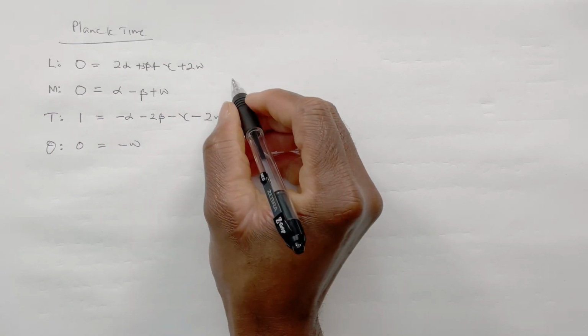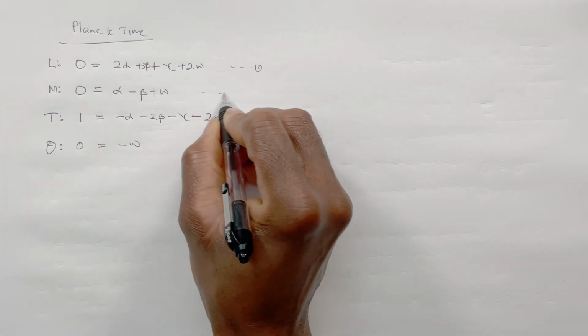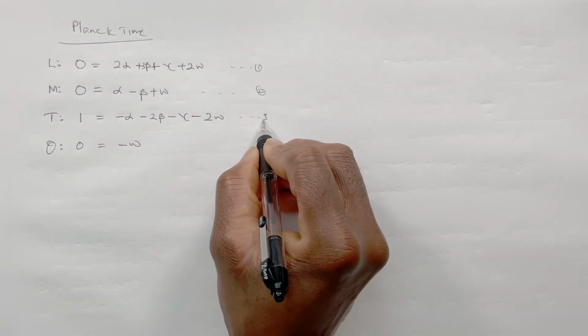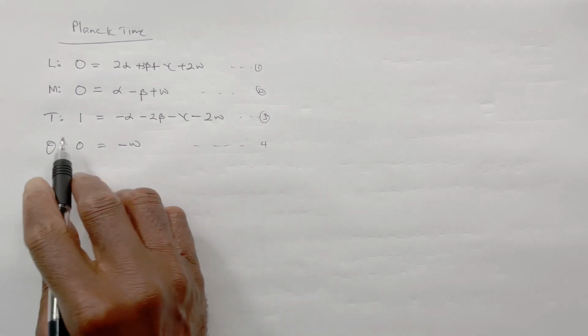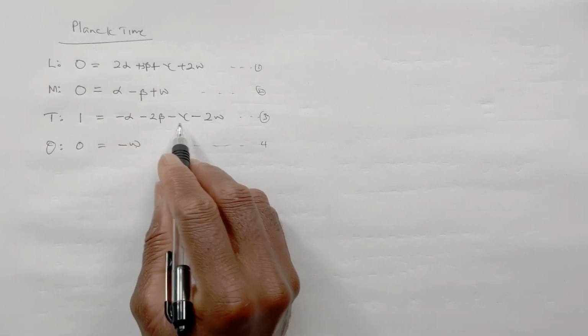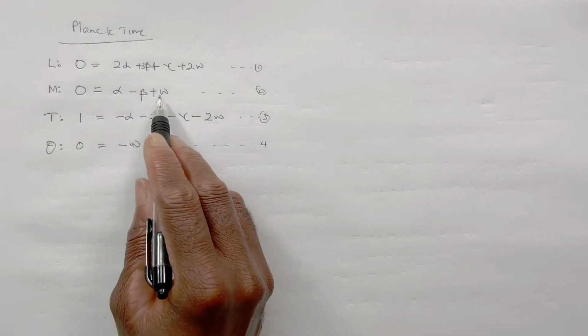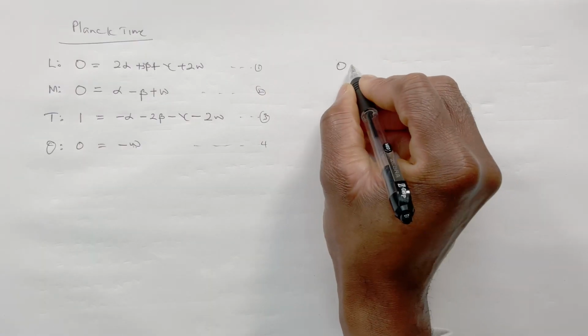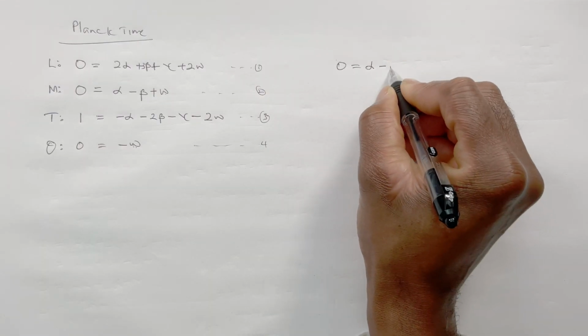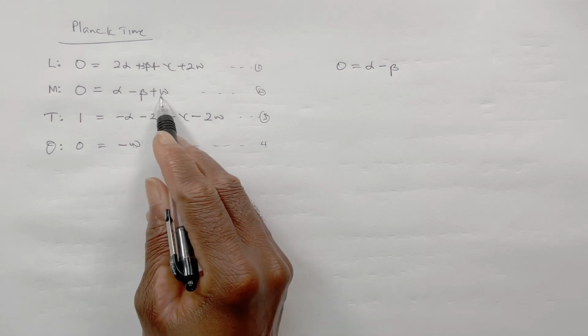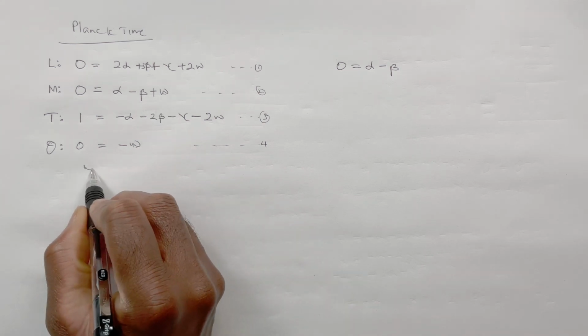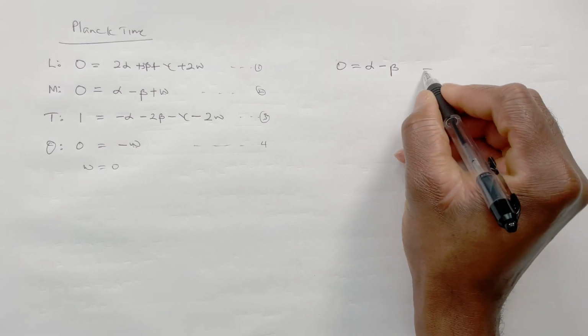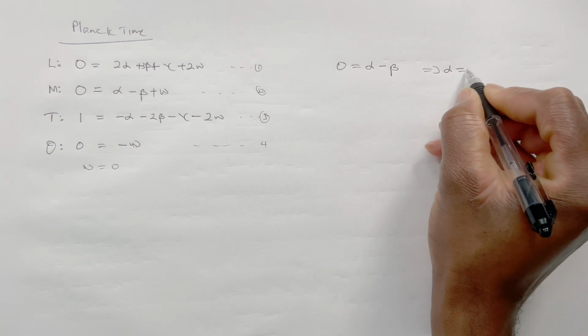Again, we need to solve these equations. So that's equation 1, equation 2, equation 3, equation 4. We need to find alpha, beta, gamma, and omega. This is 0, so I'm going to put it there. So I'm going to get 0 equals alpha minus beta, because omega is 0, which implies that alpha is equal to beta.